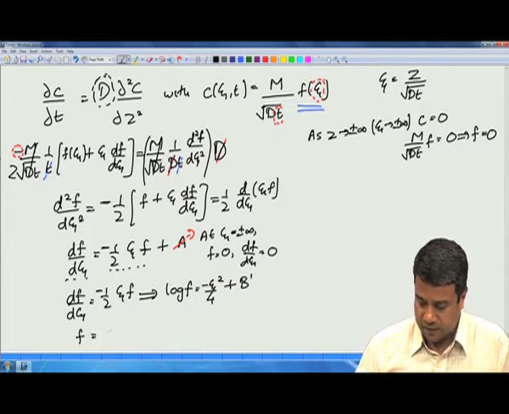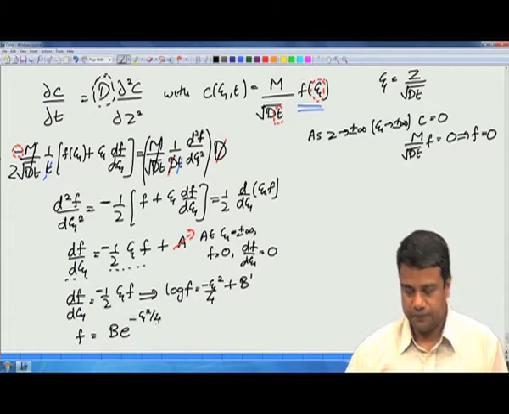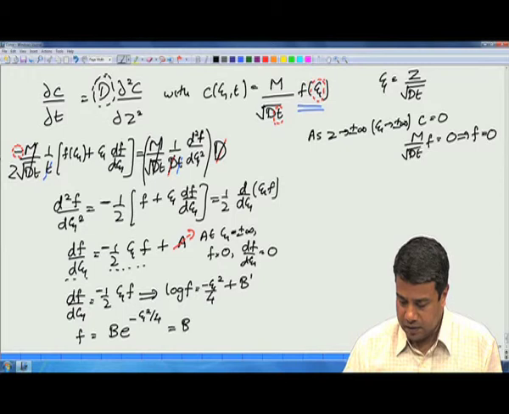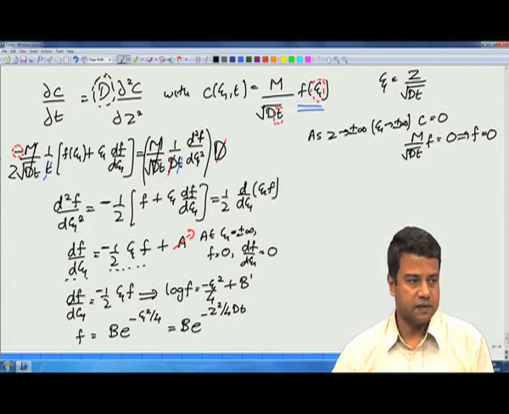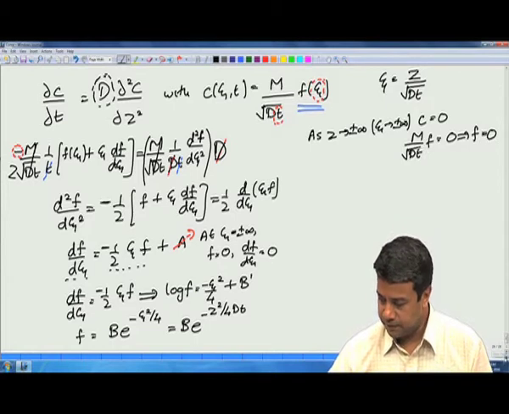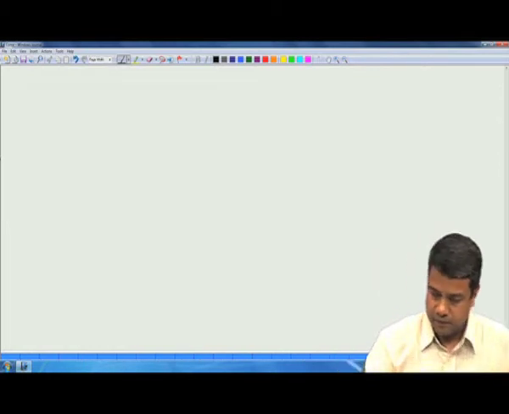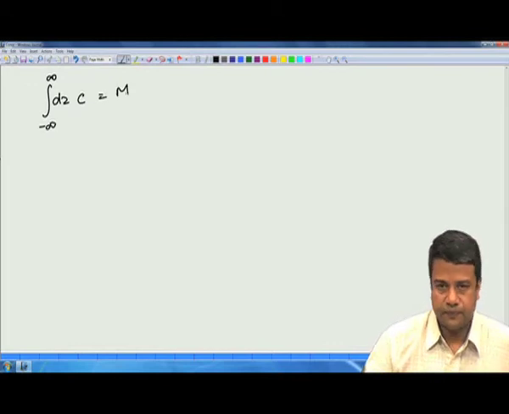Therefore, f is equal to b e power minus psi square by 4, which is equal to b e power minus z square by 4 dt. So, that is the expression for the concentration field. This constant b is of course determined from the condition that integral minus infinity to infinity dz c is equal to m.